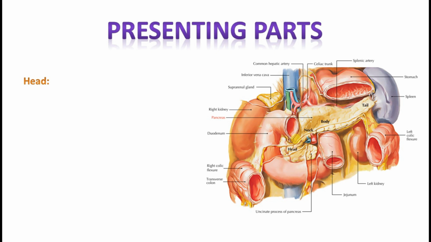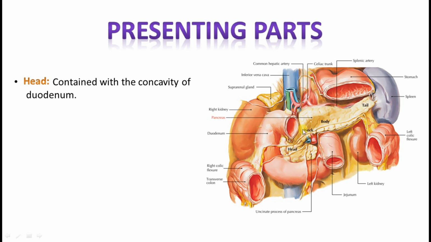Now coming to the parts of the pancreas, the presenting parts. It has a head, then a neck, body and tail. So the pancreas has 4 parts: head, neck, body and then the tail. The head of the pancreas is that part which is contained within the concavity of the duodenum. So what is present within this hollow concavity of the C-shaped duodenum is the head of the pancreas.